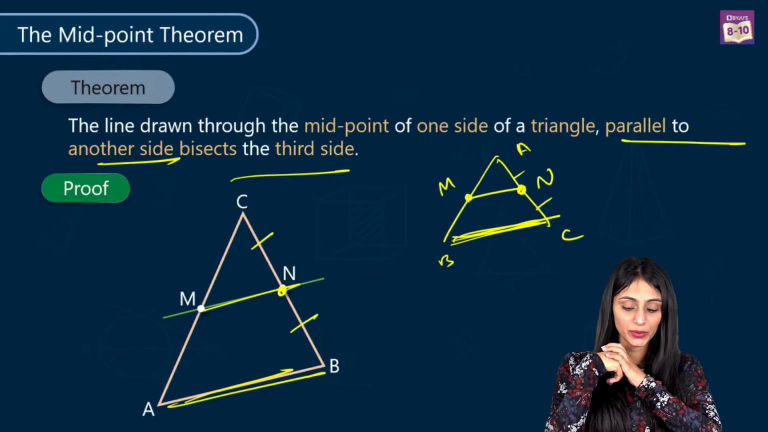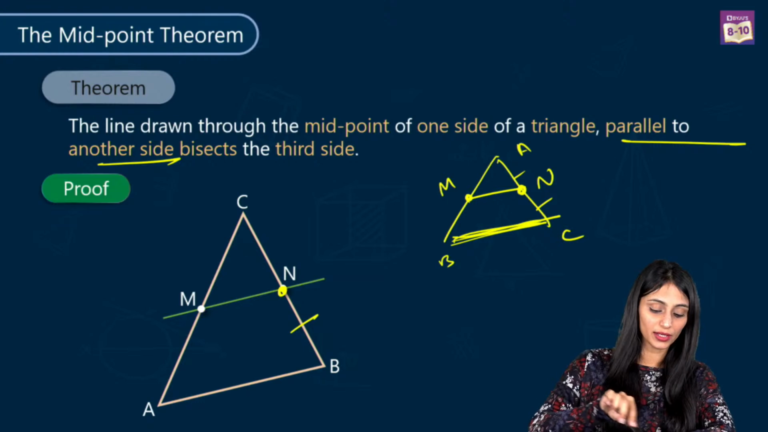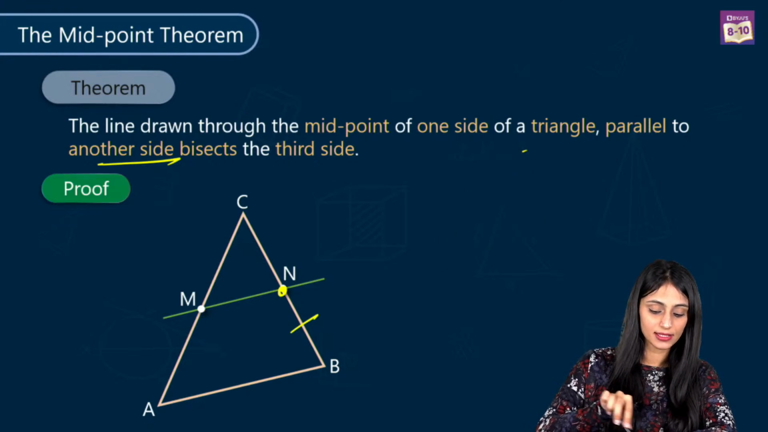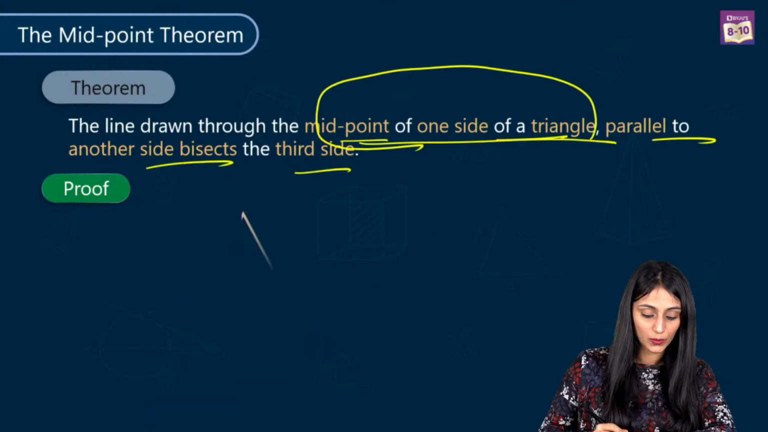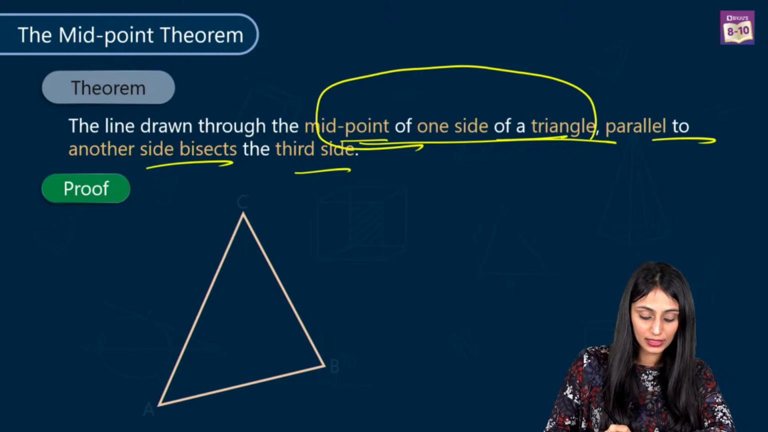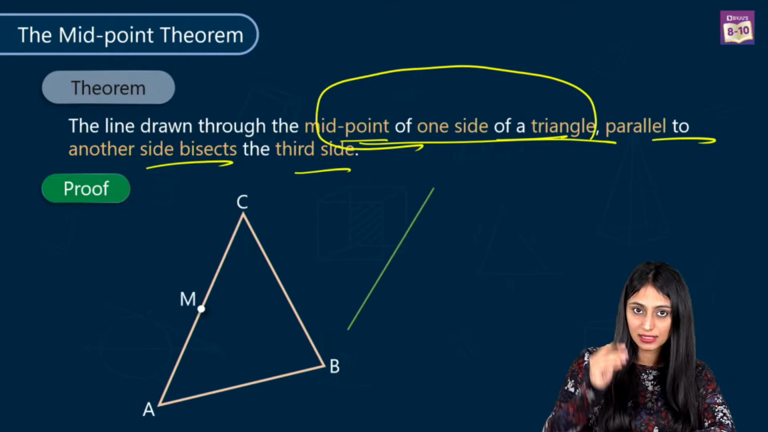Anything here you want me to explain again? See, you have this triangle. Let's consider a triangle over here. What does the converse of the midpoint theorem say? We have this triangle ABC over here. Let's plot the midpoint on any one side. Let's suppose this point is M.